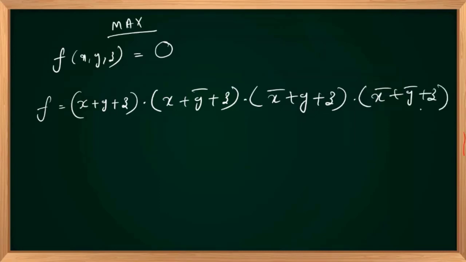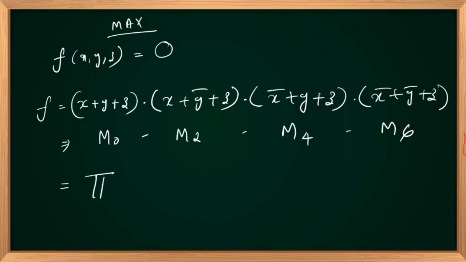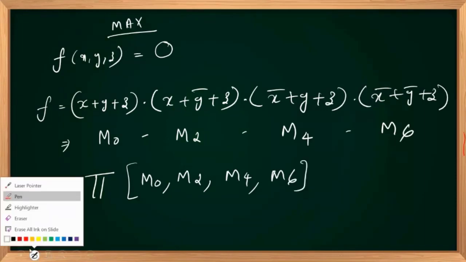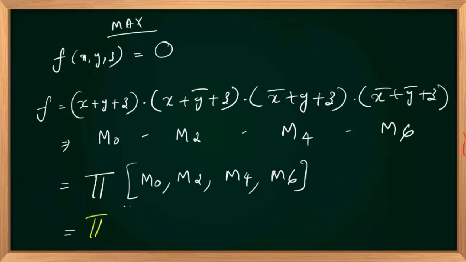Right? So converting into indexes, this is capital M0. This is capital M2. This is capital M4. Right? This is capital M6. It's a product, so I will make use of the pi symbol. It's a continuous product of what? M0, M2, M4, M6. Again and again, I am not ready to write capital M. So I will take only the indexes: pi of 0, 2, 4, and 6.